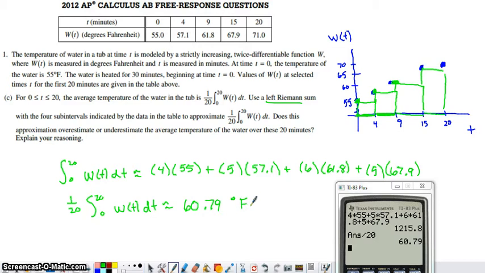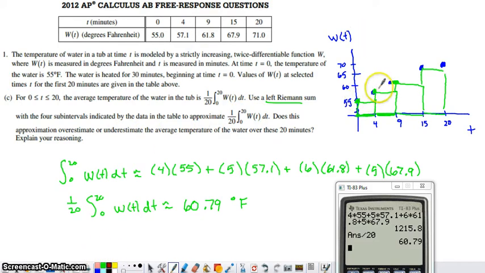It's the average temperature of the water. Kind of makes sense. I mean, look, you've got values below that, you've got values above that, so the average has to be somewhere in the middle, so that seems legitimate. The only other thing that we want to do here is decide whether or not this is an overestimate or an underestimate for this value. Well, we're going to have to think about the Riemann sum in order to answer that question.